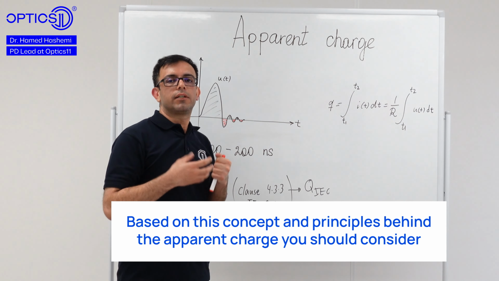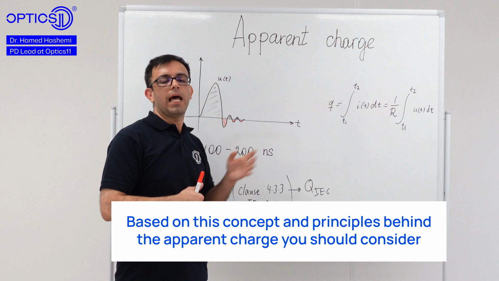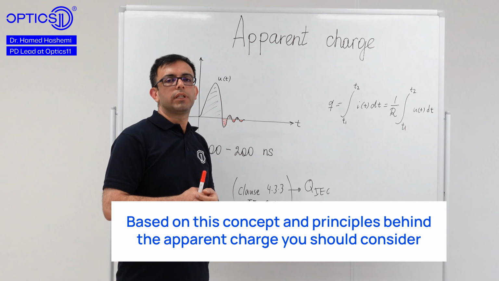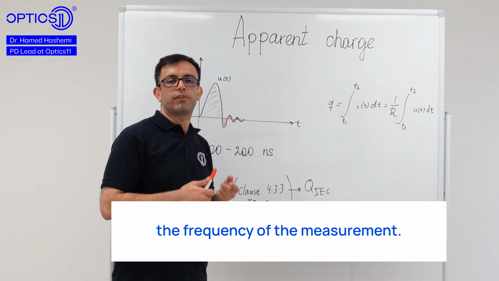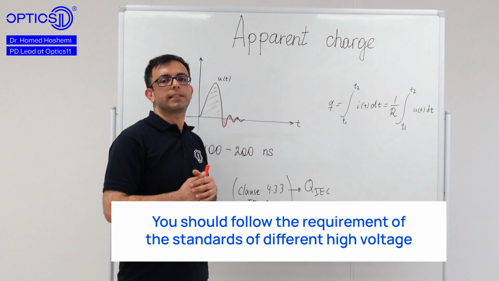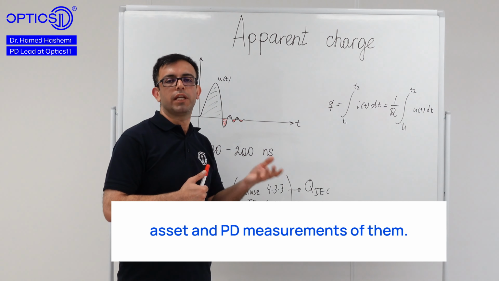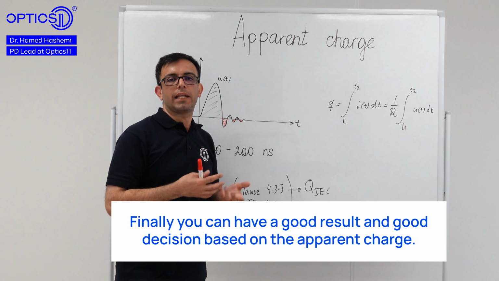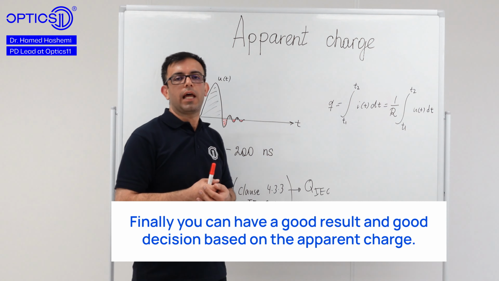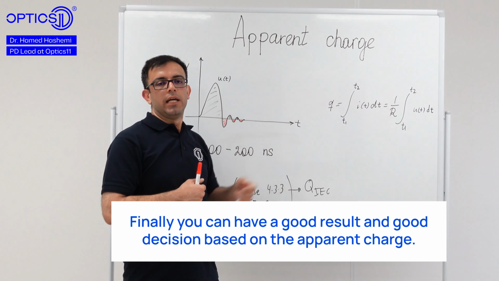Based on these concepts and principles behind the apparent charge, you should consider the frequency of the measurement. You should follow the requirements of the standards for different high voltage assets and their PD measurements. Finally, you can have a good result and a good decision based on the apparent charge.